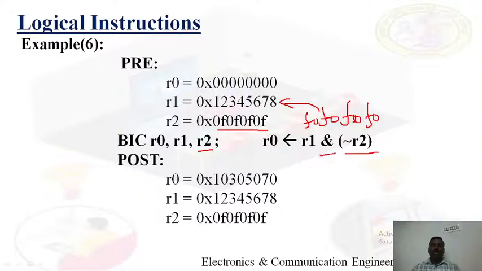Okay, so AND operation means what, if you AND any data with F, you will get the same data. If you AND any data with 0, you will get 0. 0 ANDed with anything is 0. So here, wherever the bits F are written initially, those bits are cleared. See here, wherever you have written F, those bits are cleared. So that is the meaning of bit clear. Okay. So this is about the bit clear operation. Remember, AND NOT operation.